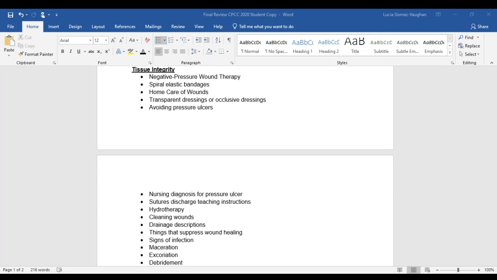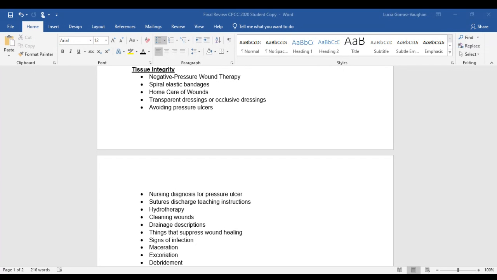Dressing changes are completed every 48 hours. If they're infected, it's every 12 hours. We do this for wounds that are not healing. I've seen this on dehiscence, like if a surgical wound dehisces, I've seen that on there. I've also seen it on other wounds too, but we use this for wounds that are not healing.